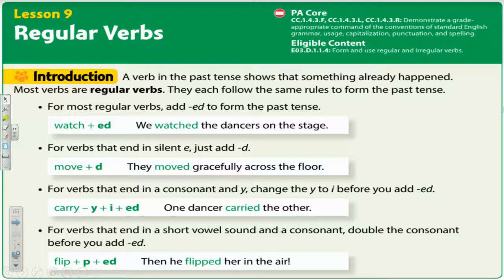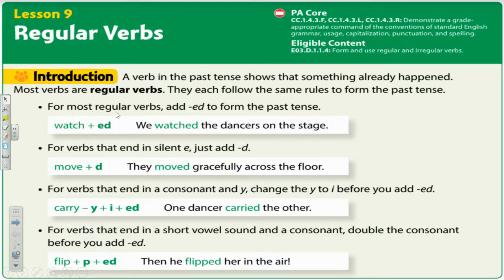Hi, third grade. Today in grammar, we are going to look at lesson 9 in your grammar packet and review regular verbs. Remember that a verb in the past tense shows that something already happened. Most verbs are regular verbs. They each follow the same rules to form the past tense.